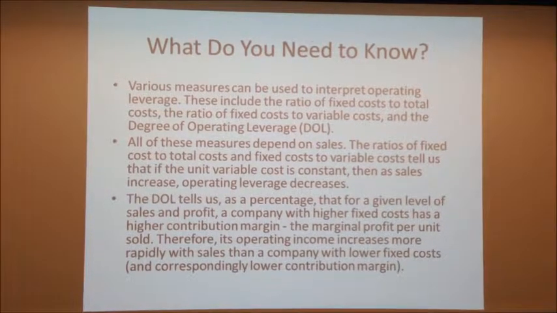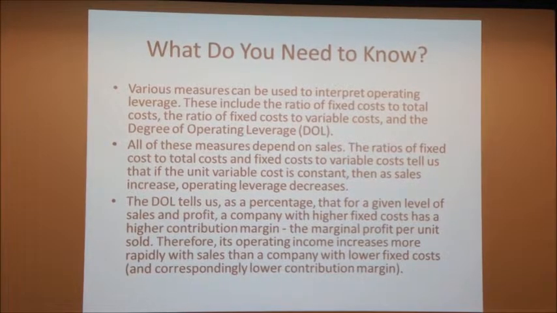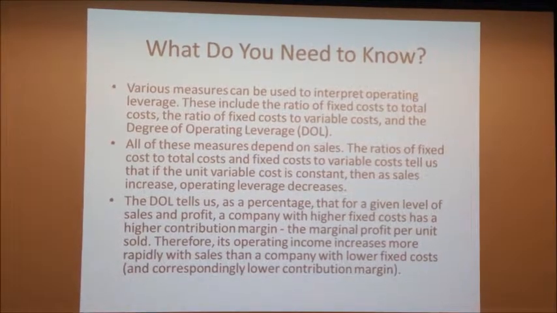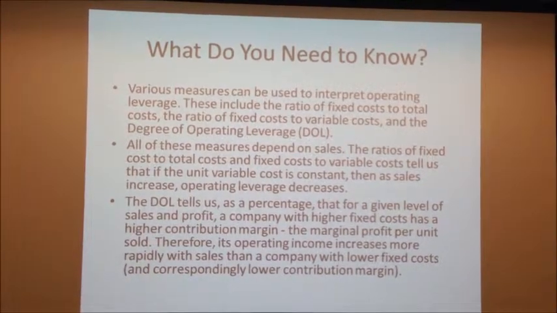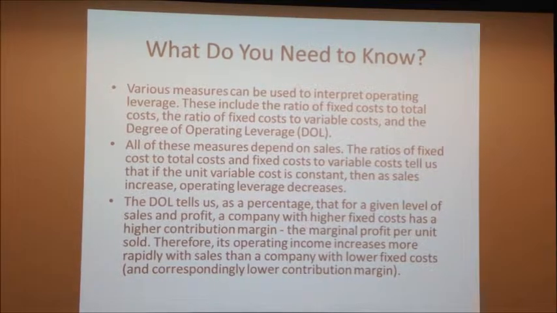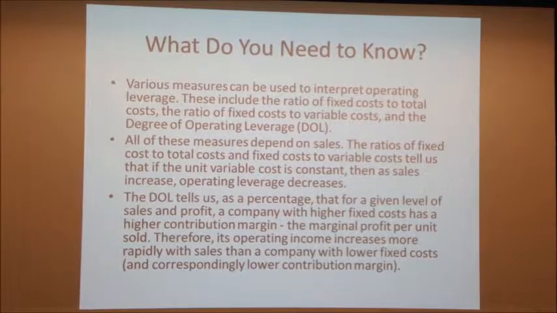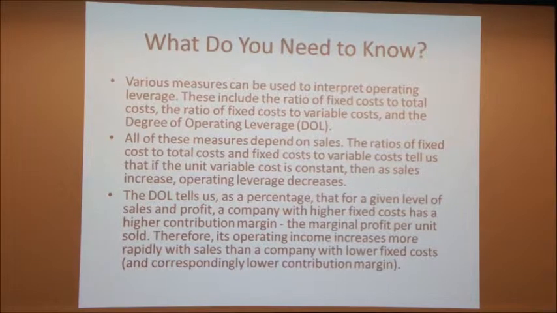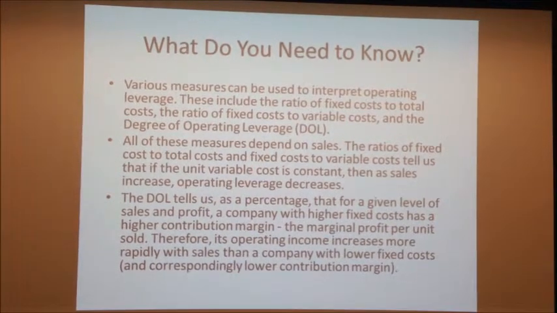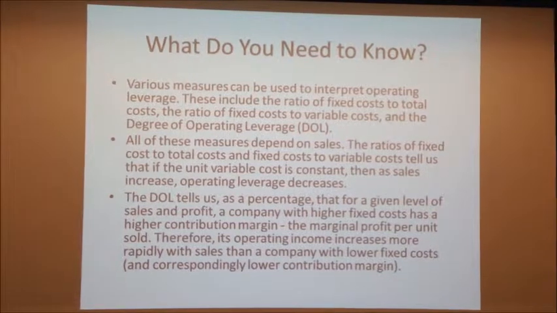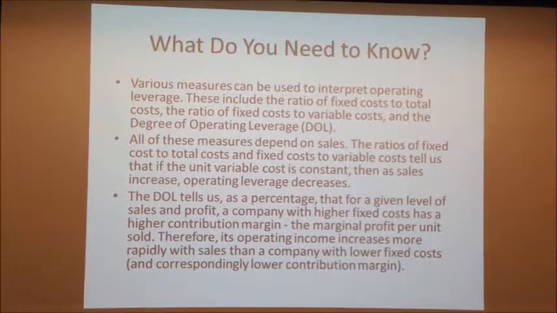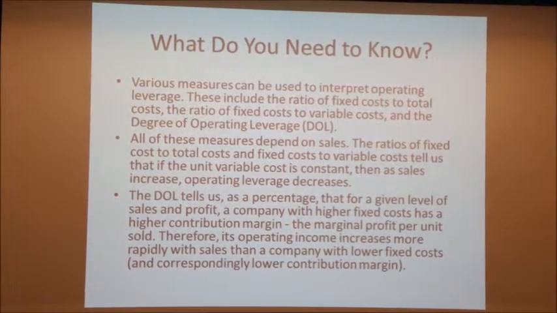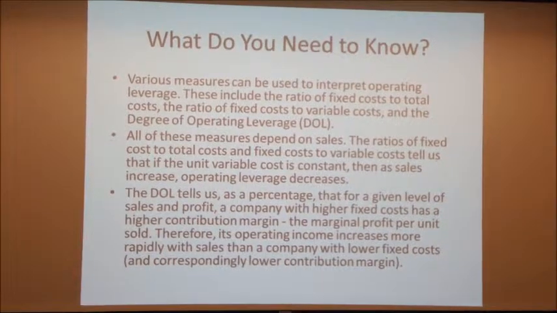What you need to know. Various measures can be used to interpret operating leverage. These include the ratio of fixed costs to total costs, the ratio of fixed costs to variable costs, and the degree of operating leverage, DOL. All these measures depend on sales. The ratio of fixed costs to total costs and fixed costs to variable costs tell us that if the unit variable cost is constant, then as sales increase, operating leverage decreases.